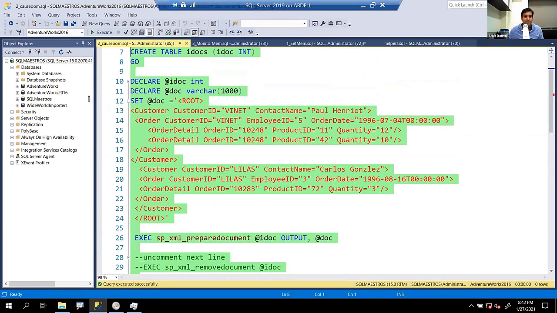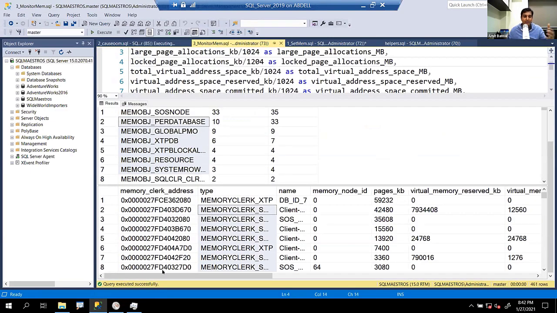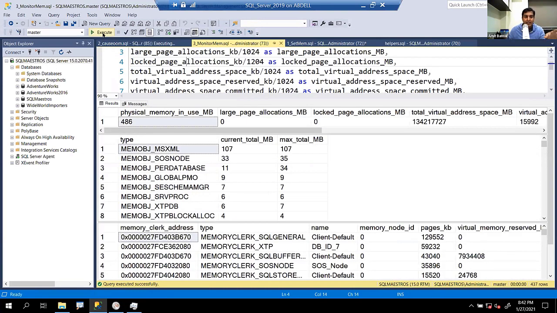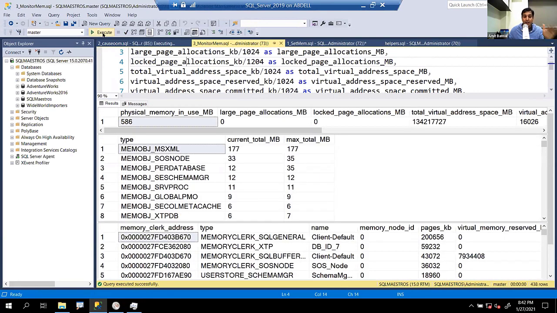Okay, there you go. And while this script is running, we go to monitor mem. So what I've done for each demo, I've created a separate monitor mem.sql so that it's easy for you to check. Now, while this is running, look at physical memory consumption. Quite quickly, it will catch up with 600 MB and go slightly beyond. Look at memory object. So that you have a memory object MSXML with current total of 177 MB. And now you know that this is something to do with XML.